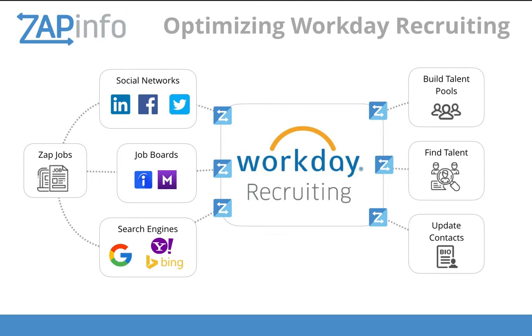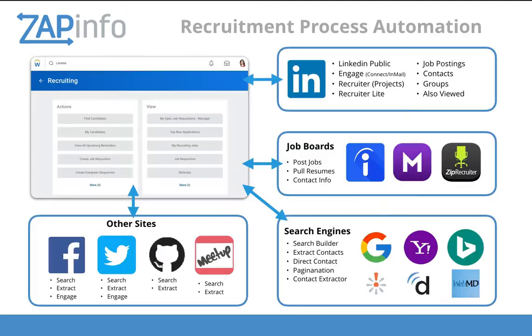The Zapinfo tool will make your Workday recruiting platform compatible and able to zap data from any social networks, job boards, search engines, or other applications within the talent ecosystem. This helps you to build talent pools much more robustly and quickly, helps you to find talent within your Workday recruiting platform much better, as well as to update contact data within the Workday platform for contacts that maybe have gone stale or old or just have updated their contact data from the time they applied.